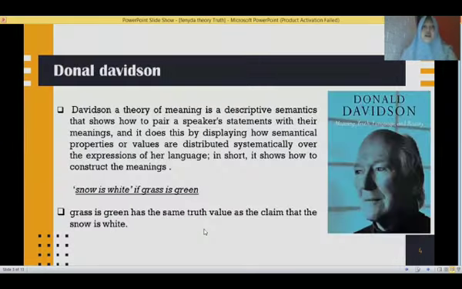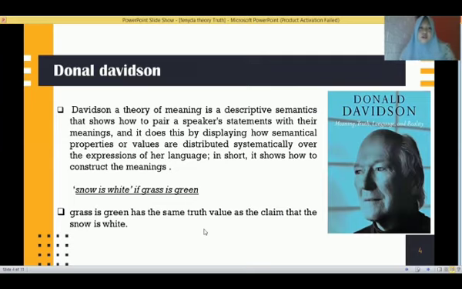Next, Donald Davidson. Different from Alfred Tarski, Donald Davidson is interested in the meaning, the theory of meaning.